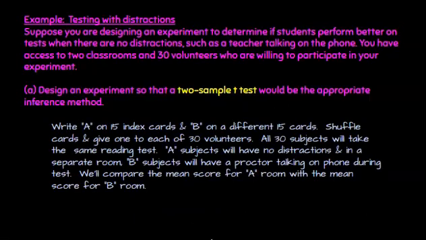I would write A on 15 index cards, B on a different 15. Shuffle the cards and give 1 to each of the 30 volunteers. All 30 subjects will take the same reading test. A subjects will have no distractions and be in a separate room. B subjects will have a proctor talking on the phone during their test. Then at the end, we'll compare the mean score for the A room with the mean score from the B room. All right, that's a way to do it with 2 separate samples and a t-test.